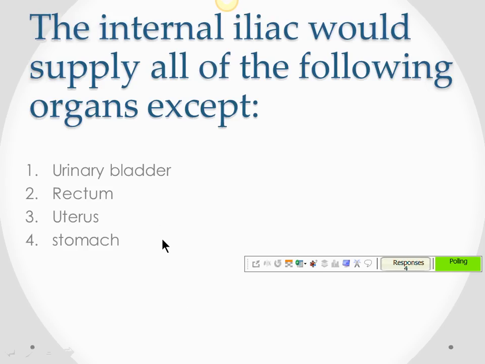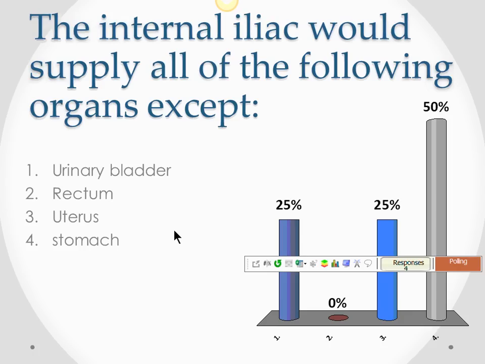There's something common about these except one of them. Okay, remember internal iliac supplies all the organs in the pelvis, in the pelvic cavity. Your urinary bladder, rectum and uterus, they lie in the pelvic cavity. Remember hypogastric area when you did in ANP1?